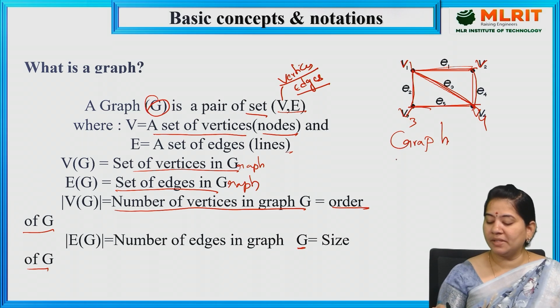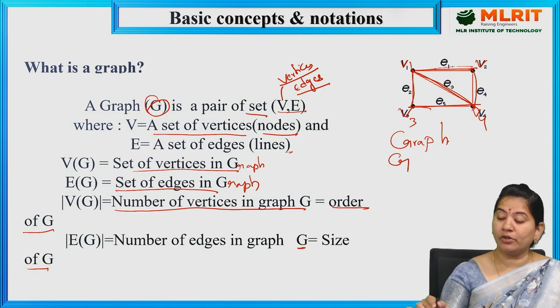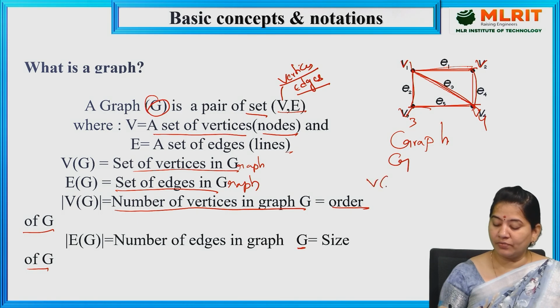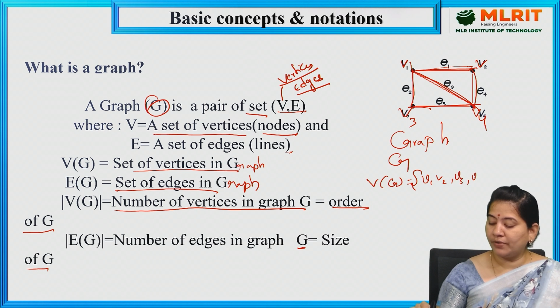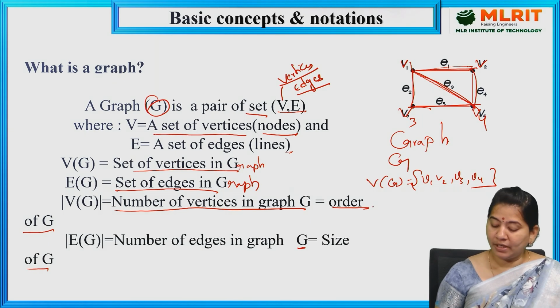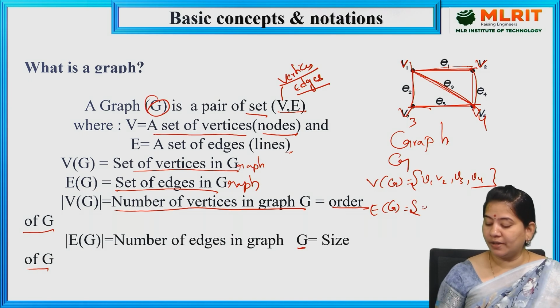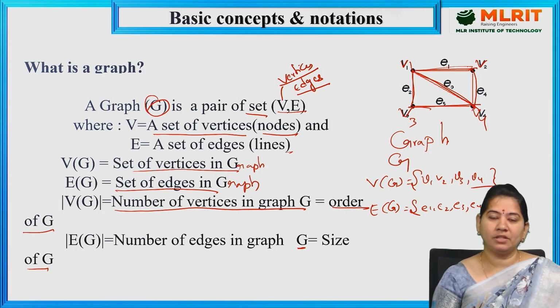We can represent this with capital G. Now, V of G means the set of vertices. What are they? V1, V2, V3, V4. These are the set of vertices in this particular graph. In the same way, E of G is the set of edges: E1, E2, E3, E4, E5.